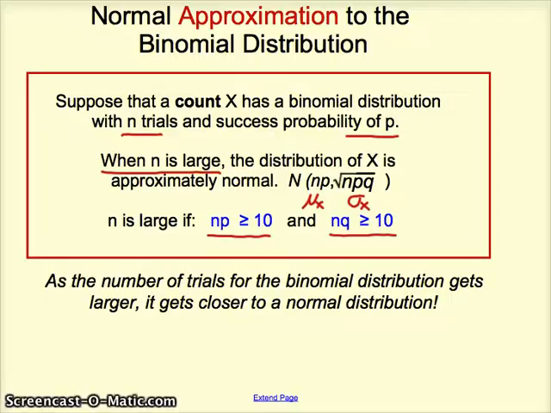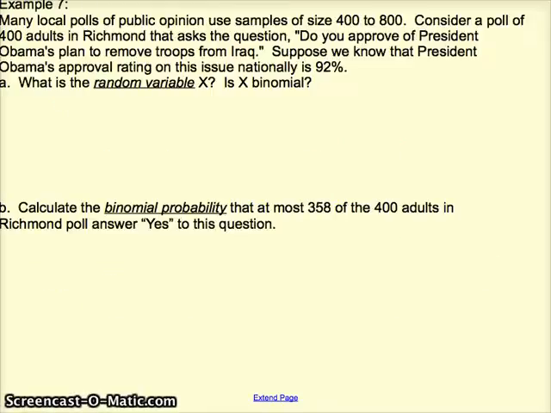So as the number of trials for the binomial distribution gets larger, it gets closer and closer to a normal distribution. Well, why would we do that? I mean, we can calculate things with a binomial formula quite accurately, but the world loves normal distributions. So if a normal distribution does things as well or reasonably as well as a binomial distribution, it's nice to be able to use a normal distribution. We're going to work through a couple quick examples here. So pause me, read this.